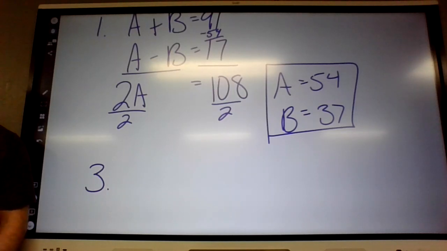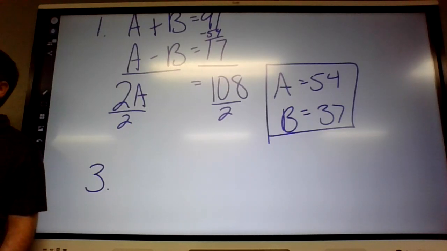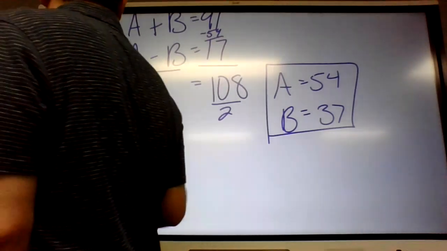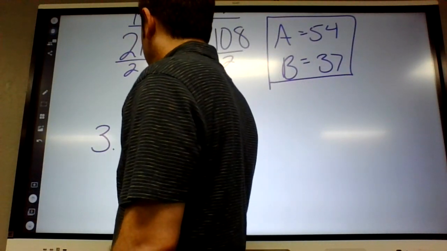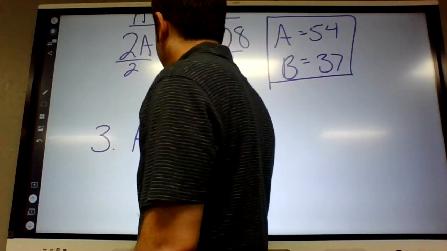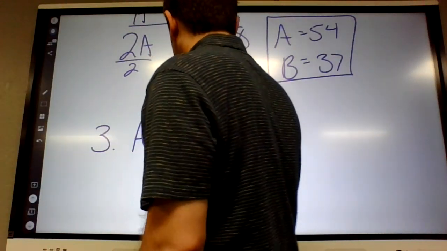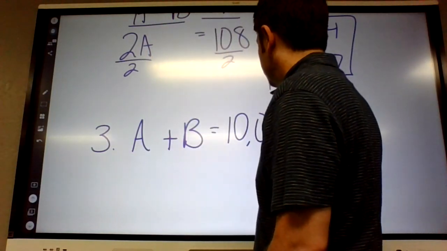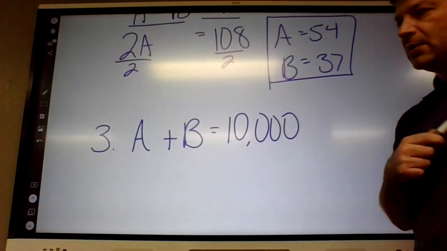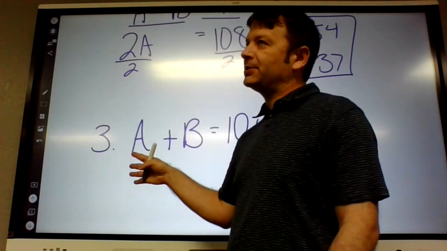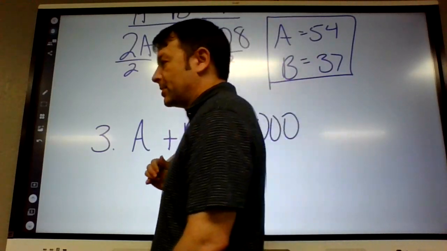Number 3. John invested $10,000 between two different stocks. So we'll have stock A and stock B. He invested $10,000. So how could I write that? The amount that he invested in stock A plus the amount he invested in stock B is $10,000. So it could be like A is $6,000 and B is $4,000 or something like that.